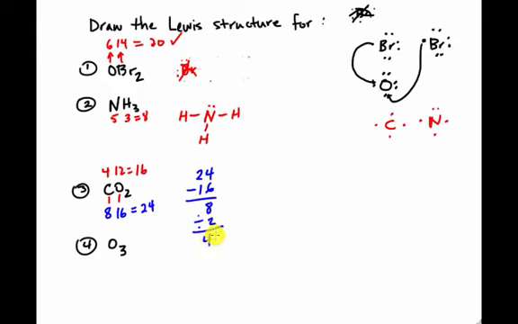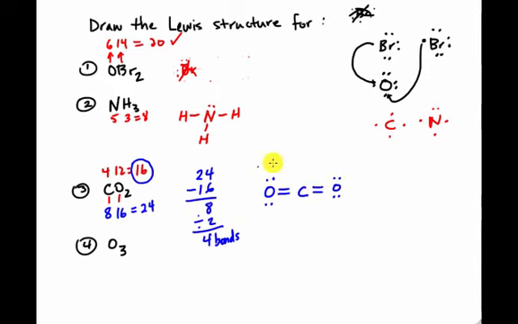So therefore I need to put 4 bonds in my structure. I'm going to put carbon in the middle, oxygen on either side, and I have to put 4 bonds. 1, 2, 3, 4. Now I have to go back to the 16 because that's how many electrons I have to have in my structure. Not 24, but 16. So I do 2 more here, and 2 more above and below the oxygen. So 2, 4, 6, 8, 10, 12, 14, 16.